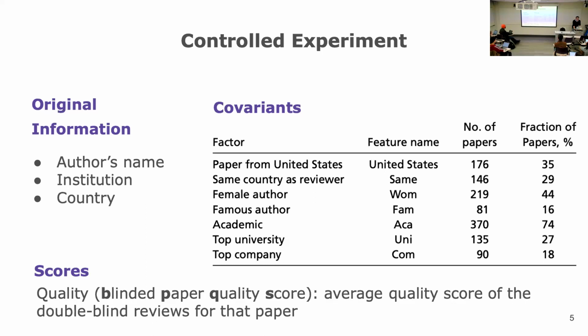And after this, they created also a score of quality that was only for the blinded paper quality score. So for the double blind one, they created the average quality score of the double-blind reviews of that paper. So what they basically did was, after the reviewers finished everything, they gave a score, and they used that to calculate this metric that would represent the quality of the paper.